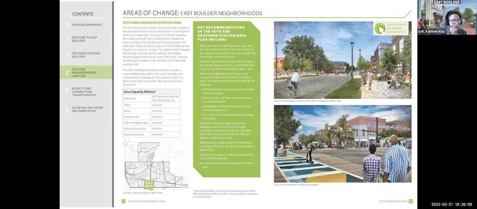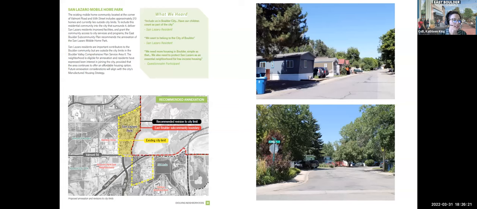So the section of the plan also looks at each of the proposed areas of change to describe how these areas might evolve in the future and what some key features of each neighborhood might include. One such area is the San Lazaro Mobile Home Community. The plan recommends annexation of this site into the city. The community includes 213 homes and approximately 500 people live in this area.